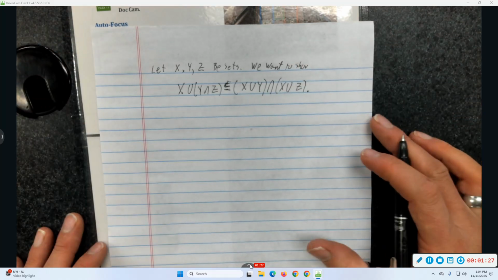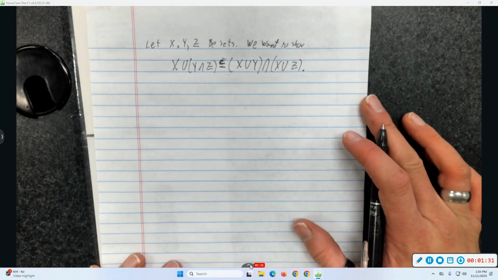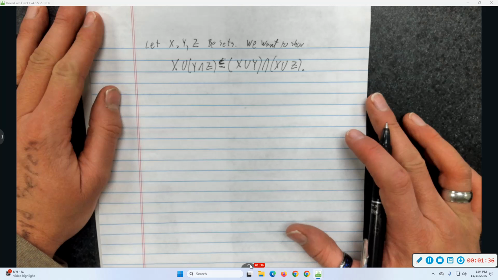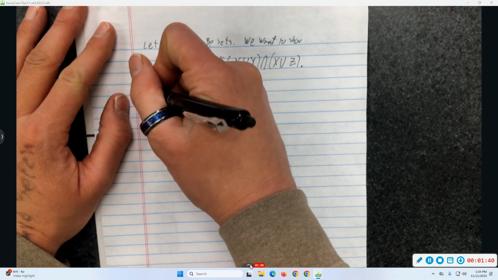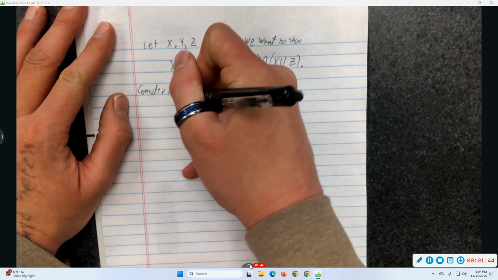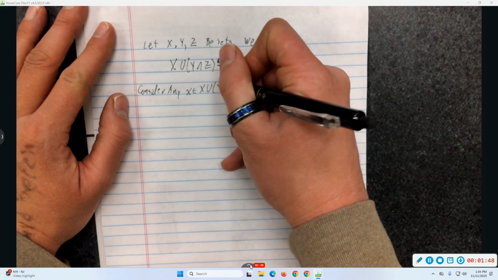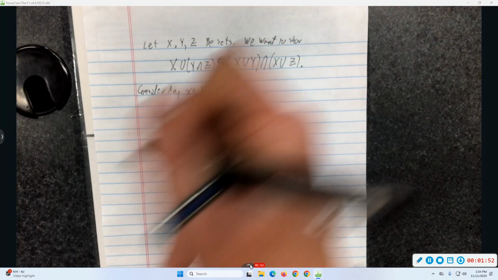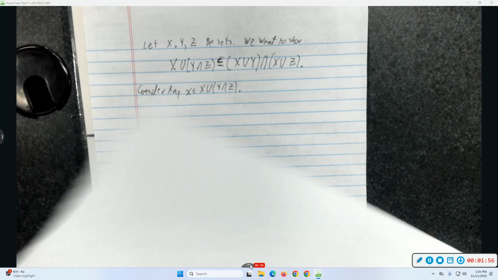I'll be doing some back and forth between the thing that would be the final version and another set of paper that I'll have as scratch work. I want to prove this set containment. I guess that means I better consider any x in X union (Y intersect Z). And now, let's go off to scratch work land.